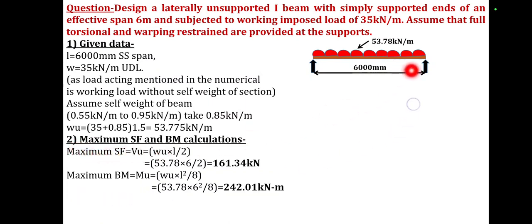Then after calculation of ultimate load, we have to calculate the maximum shear force and the bending moment. The maximum shear force is calculated by WL upon 2, and the bending moment is calculated by WL square by 8. So VU is equal to WL by 2, and therefore we are getting the maximum shear force as 161.34 kilonewton, and by substituting the value in WL square by 8, we are getting the maximum bending moment as 242.01 kilonewton meter.